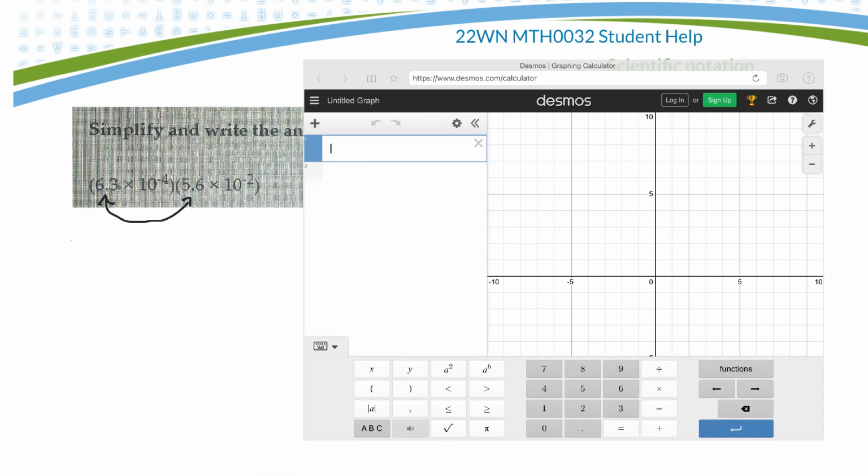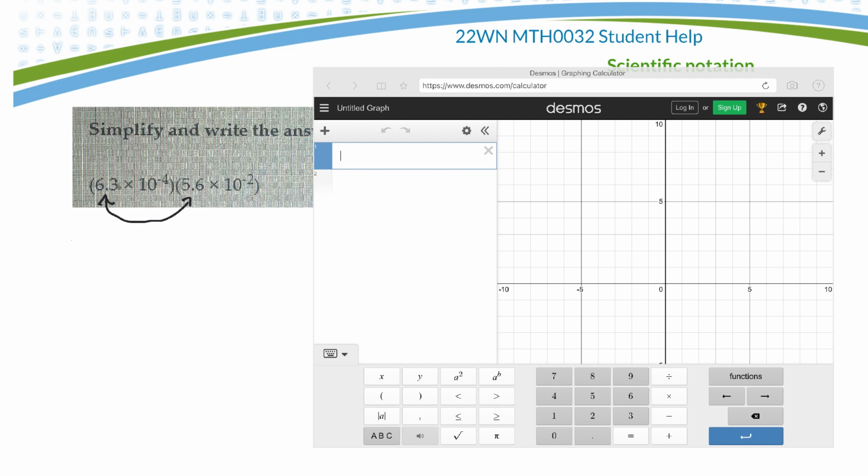Sorry, let me bring my calculator up. So 6.3 times 5.6 gives me 35.28. Good. 35.28 times 10, and then you're multiplying common bases, so add the exponents, so you get -6. So this would be a correct answer.